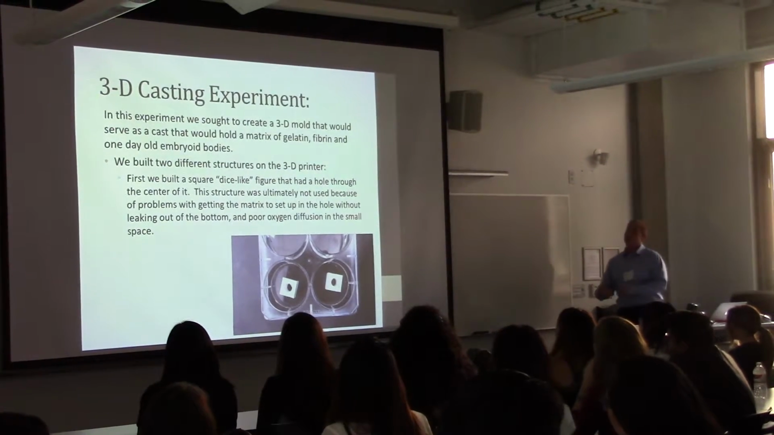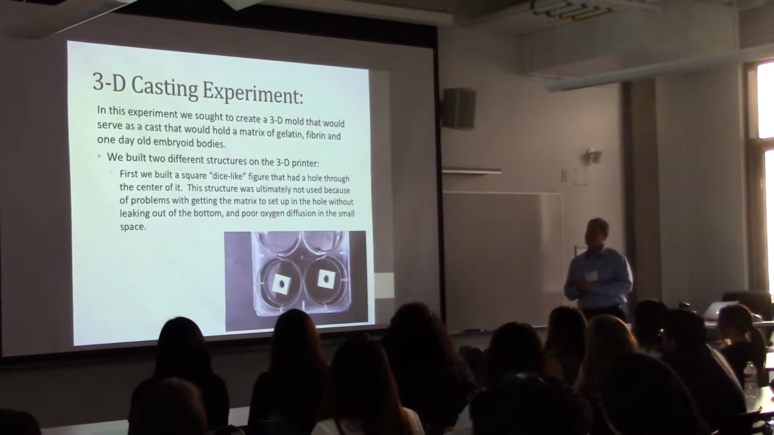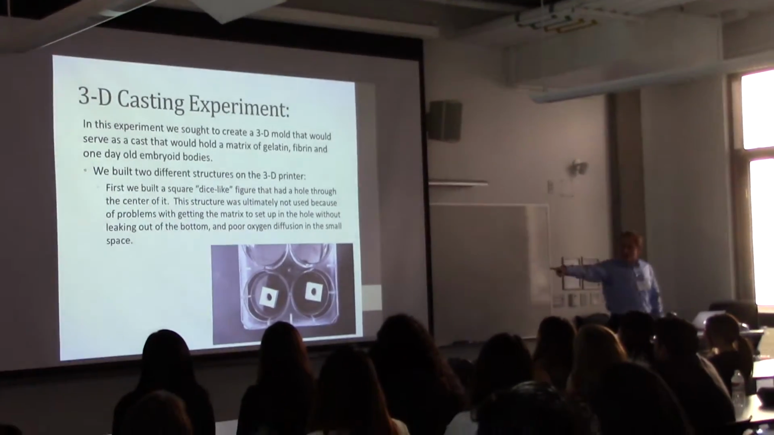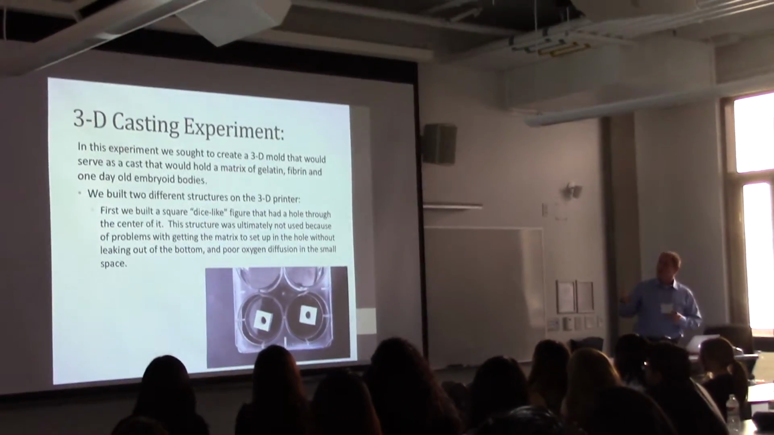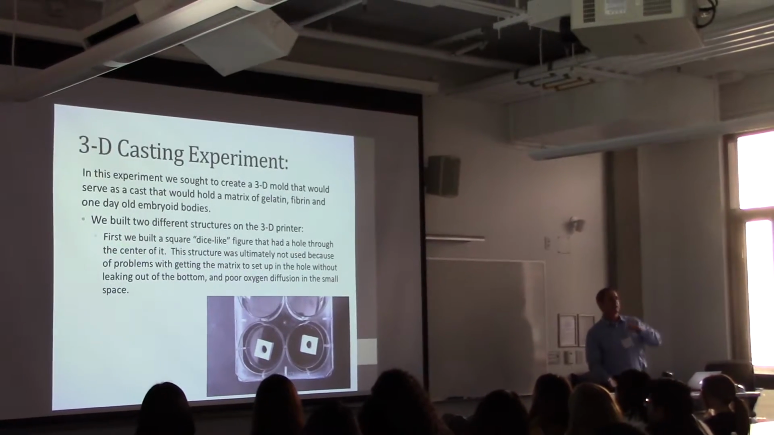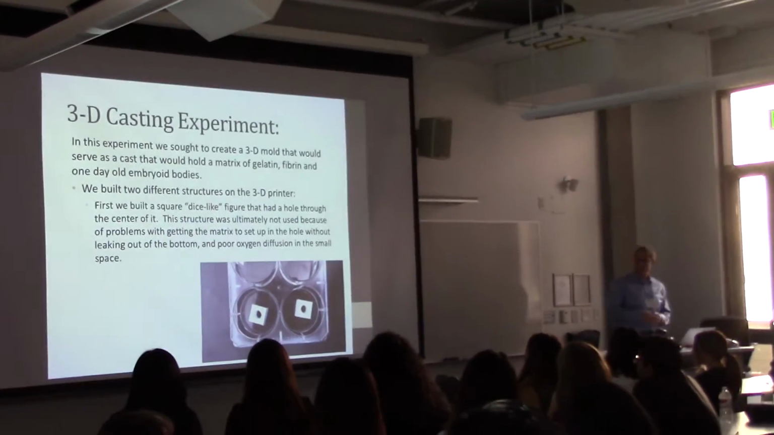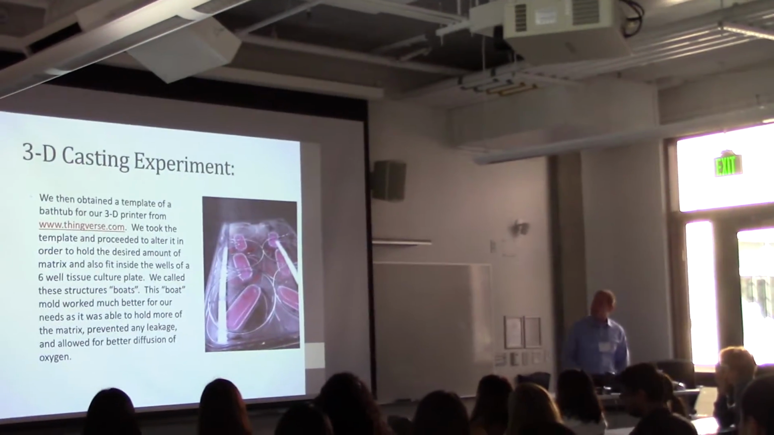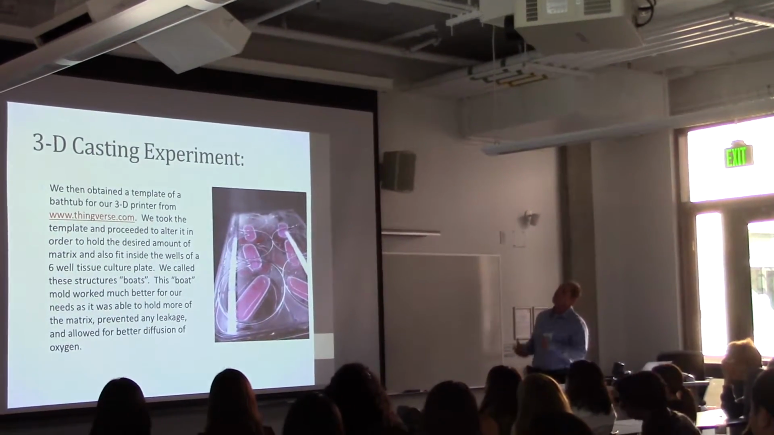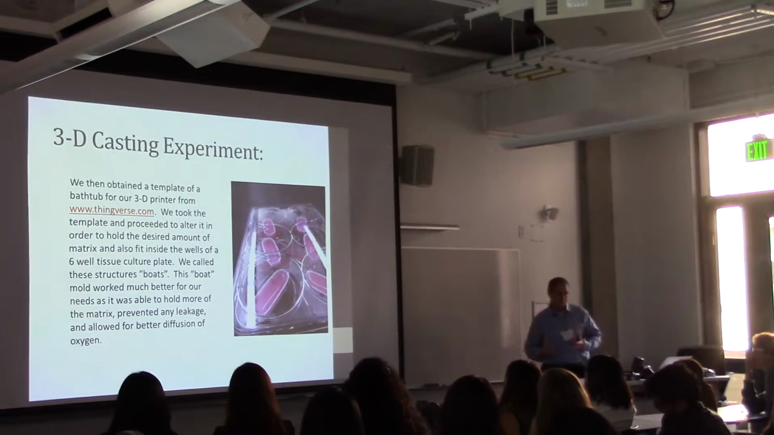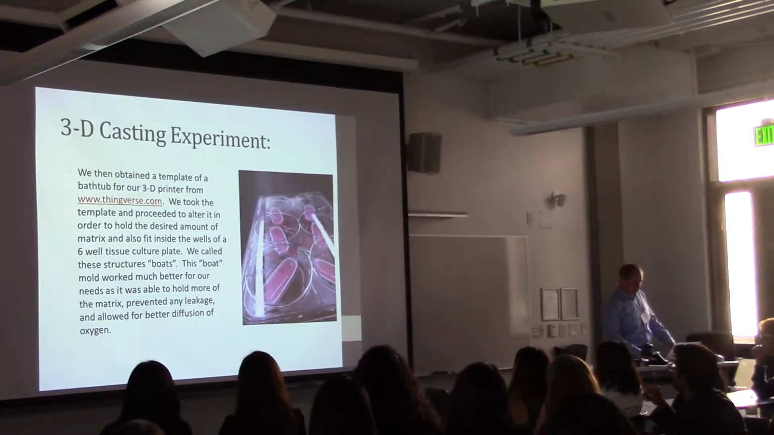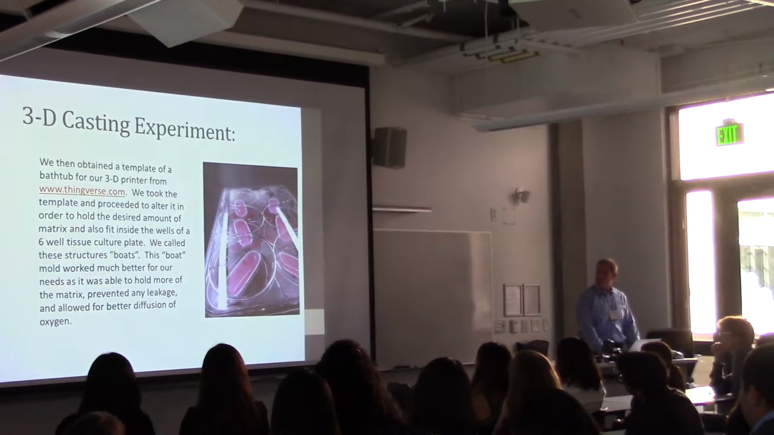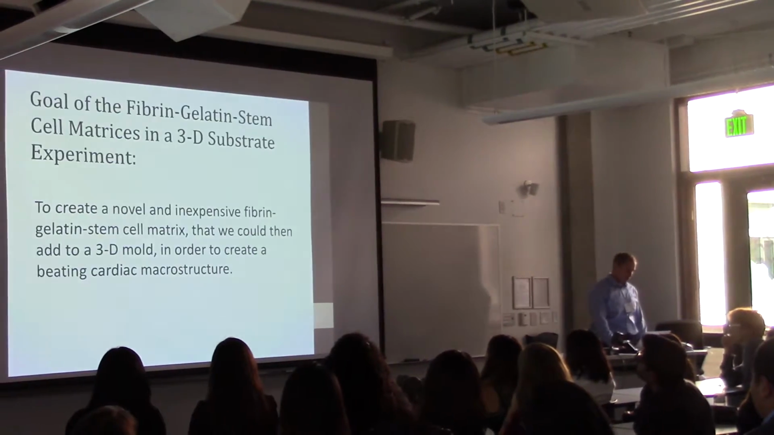So finally, before I can start talking about the experiment, we had to decide what the 3D cast was going to do. First, we made these little die-like squares. We ultimately didn't use these because the gelatin kept leaking out the bottom, and the oxygen diffusion was very poor. So we made these boats, and these boats basically are bathtub shaped. We edited them to get them to fit inside the well, and then we decided to go on with that.